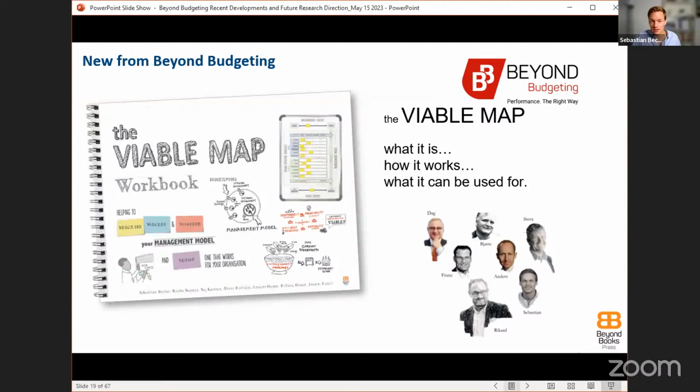So that's basically the new developments. So there's a book that just came out. I have it here with me. It came out like 10 days ago, 2 weeks. And this is basically a very practical workbook that allows you to map your management model, and to also see how you can change it if you want to go towards beyond budgeting.